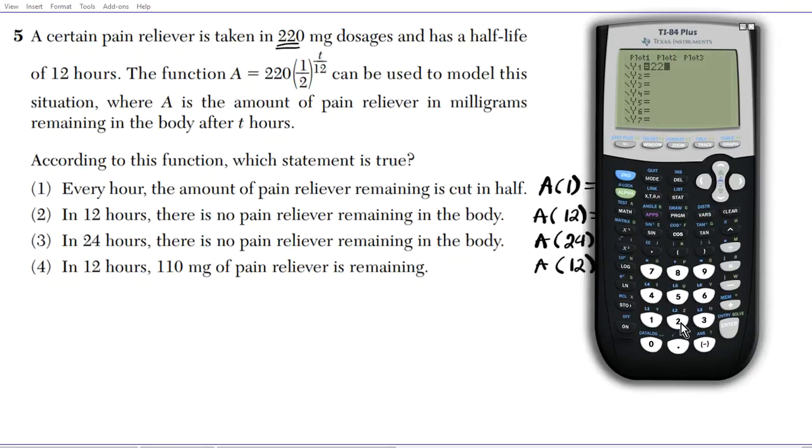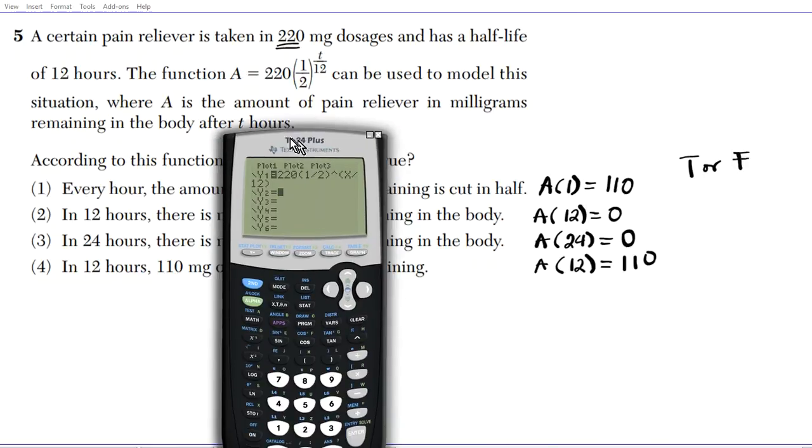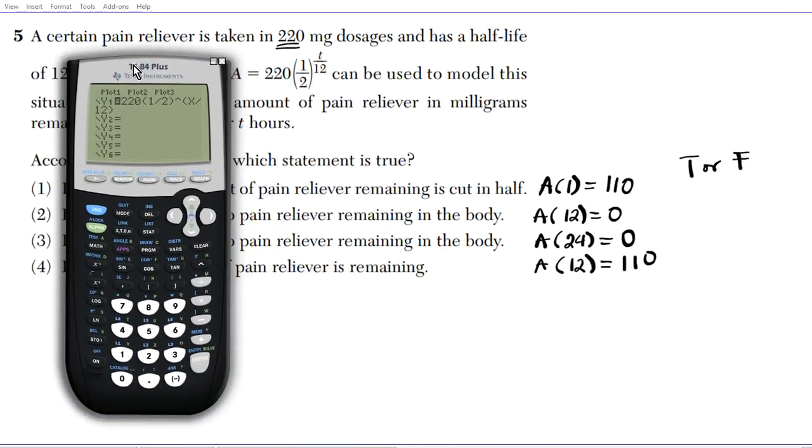Alright, so let's enter the function. We're going to go 220 times 1 over 2 raised to the x over 12. So our independent variable here is x, okay? So 220, 1/2 raised to the x over 12. Now what we need is the table. Okay, so let's generate the table.